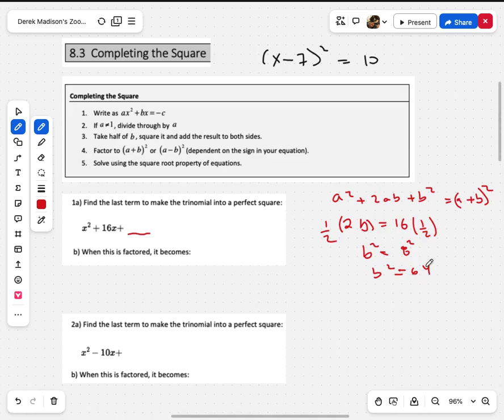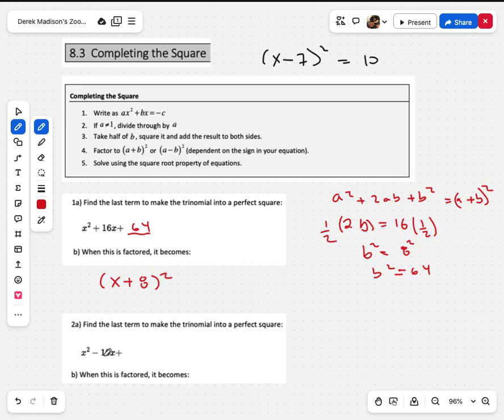So that is the number that I have to add onto this equation for it to factor into a perfect trinomial square. The short version, with a little less talking, is you take half of the middle term, so half of 16 would be 8, you square it, that makes 64, and that is what you would add on to make it a perfect trinomial square. When this is factored, it would become (x plus 8) quantity squared, because remember b was 8, that was the number we squared. And this works for any trinomials.